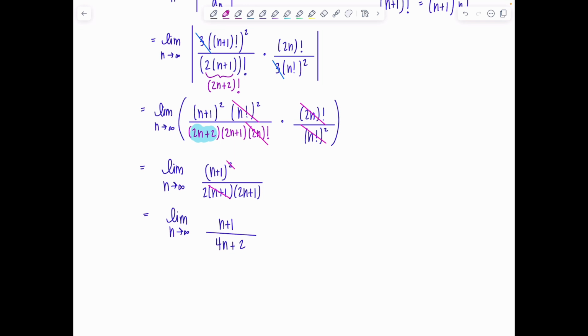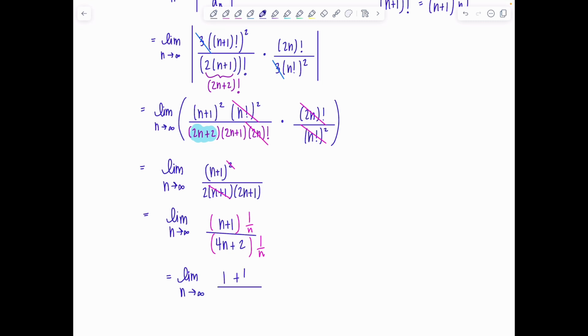And then to take this limit, remember no L'Hopital's rule, because we're dealing with terms, right? Not a differentiable function. So numerator is going to infinity, denominator is going to infinity, just divide by n or multiply by 1 over n. So we have limit, n goes to infinity.